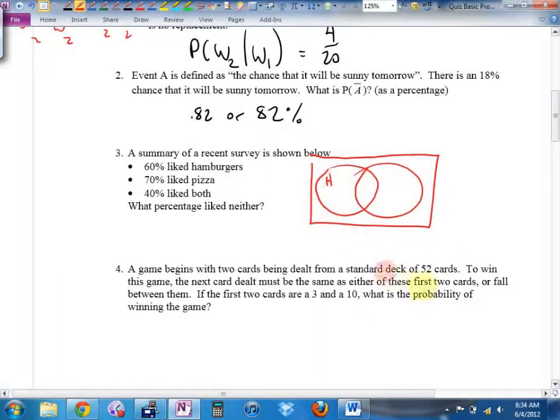Hamburgers, pizza, 40, so that means this is 20. There's my 60% that like hamburgers. That means this is 30. There's my 70% that like pizza. And it's percents, so if I add up all the percents, what does it have to add to? 100. 60, 10%. Oh, there's my neither right there, 10%.